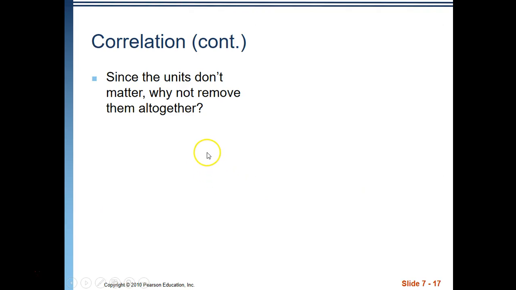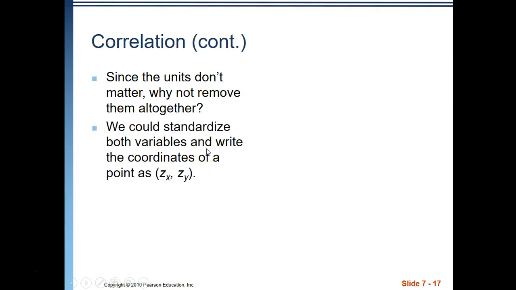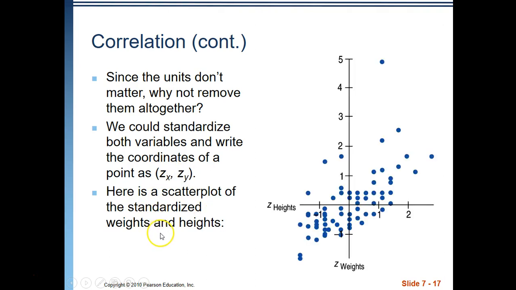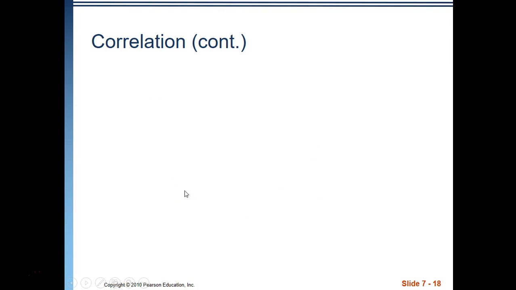Since the units don't matter, why not remove them altogether, right? We could standardize both variables and write the coordinates of the points as z-scores of an x and a y. And here is the scatter plot of the standardized heights and weights. If you took each of them and made a z-score and took a look at the heights and weights this way, this is kind of the shape of what it looks like. Still, it looks like I have an outlier there, but it's all still clustered together.